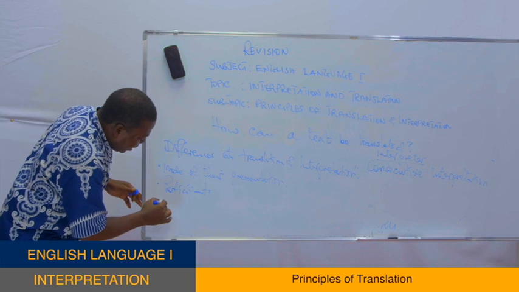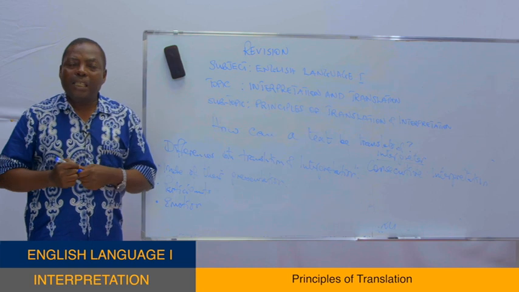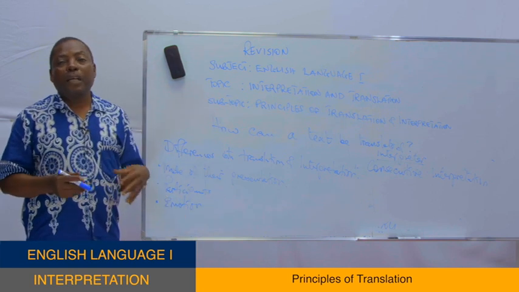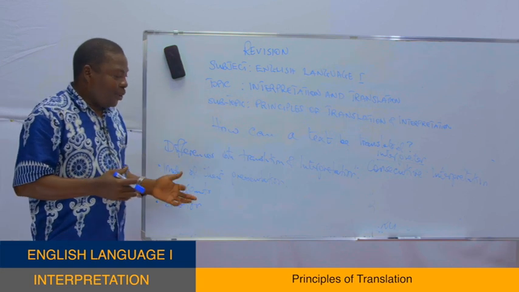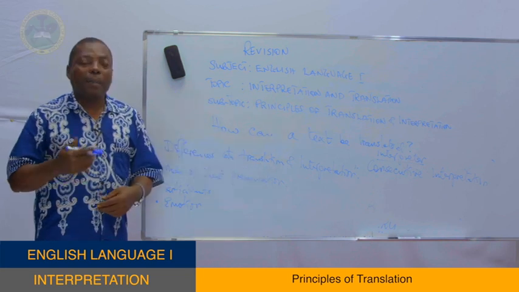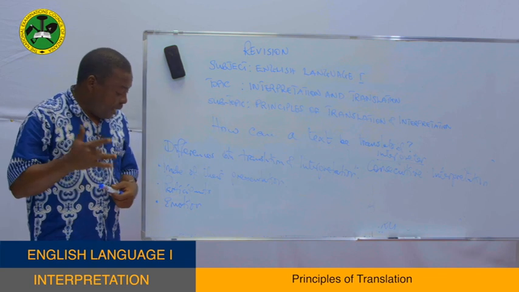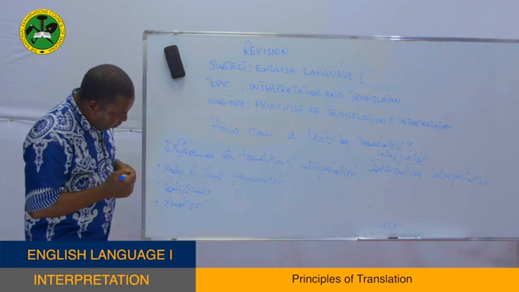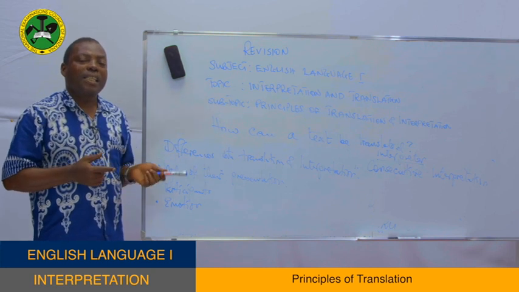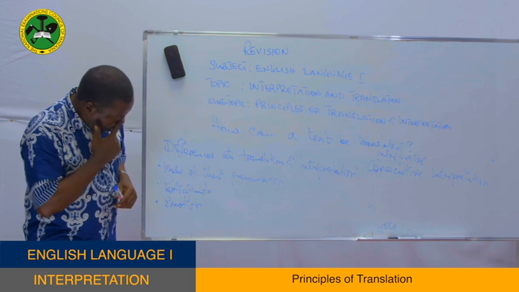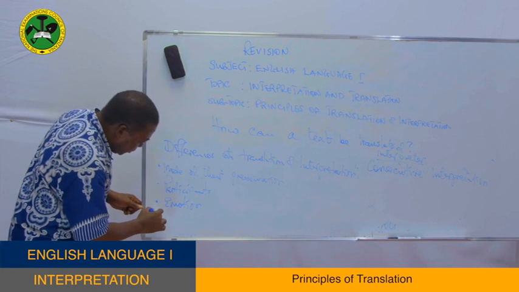Now, since there is face-to-face interaction, it is easy to know the feelings of the speaker when he or she speaks. In translation, you cannot get the feeling of the person who is writing. That is another difference. But also, the other clear difference between translation and interpretation is time frame.